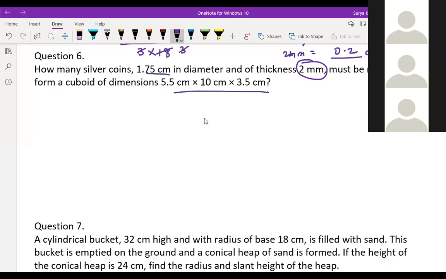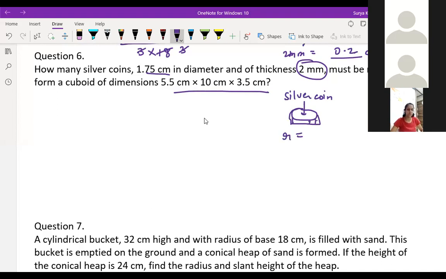So how many silver coins? The silver coins will be like this. If you see the silver coin, it will be like this much height. Okay. This is the silver coin. See, diameter is given, so I'll write here radius. Radius is equal to 1.75 divided by 2 centimeter. And thickness is nothing but height. So height of the silver coin is 0.2 centimeter.